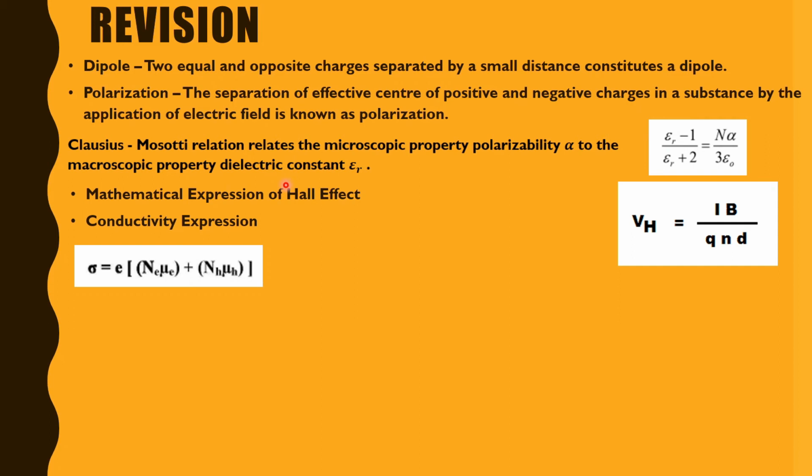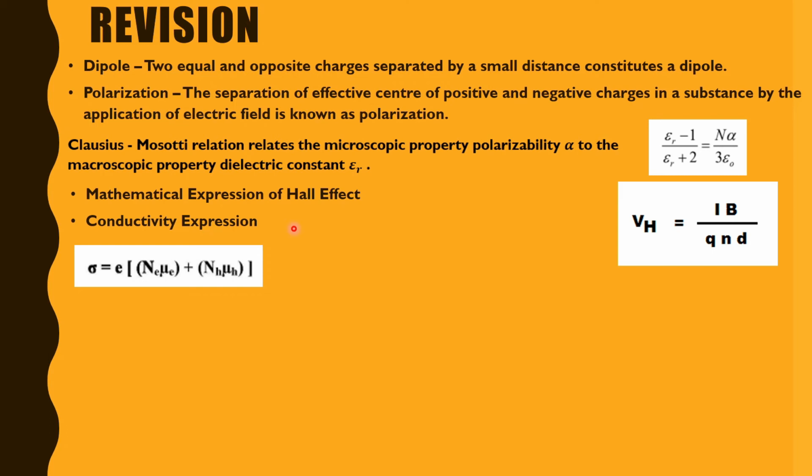Now the mathematical expression of the Hall effect is VH is equal to IB by QND, where VH is the Hall voltage, or you can say Hall field, I is the current, B is the magnetic field strength, Q is the charge, N is the number of charge carriers, and D is the thickness. So if we want a high voltage, we need a very thin layer of material, and also very few mobile charges.